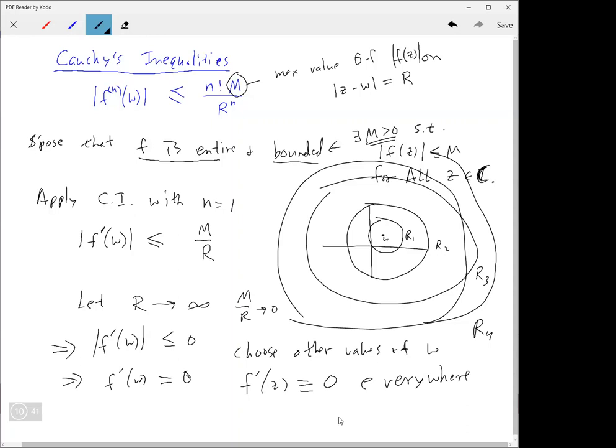So what happens if your derivative is 0 everywhere? Can you think of a constant function? Yeah, that means f is a constant. Okay, f is a constant. And this is known as Liouville's theorem.